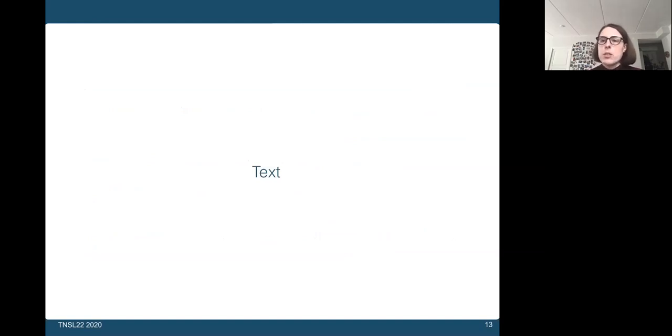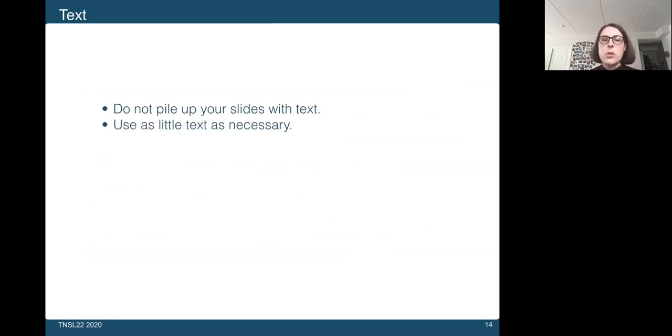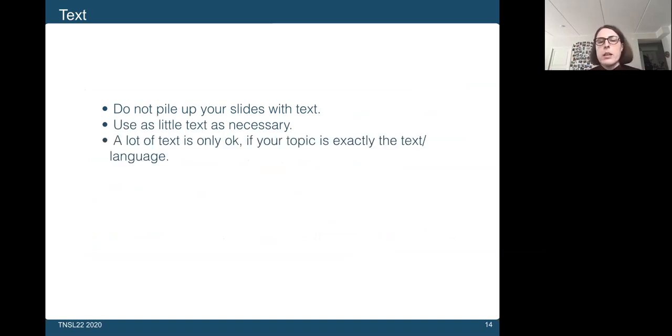How about text? We will have to use text on your slides, but you shouldn't pile them up with text. Use as little text as necessary. It's a bit difficult if you're actually talking about language or about text, then you will have to put a lot of text on there. But in most other cases, you can try for a 10 minutes presentation. You will have text, but try to use imagery. And you shouldn't use large blocks of text.